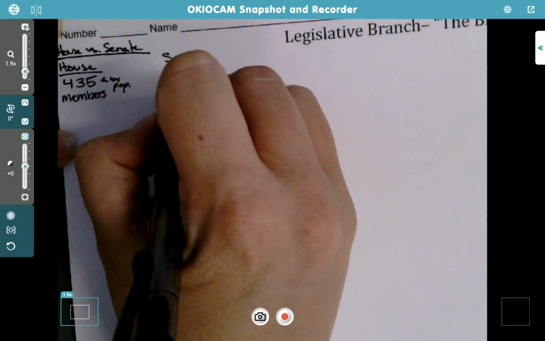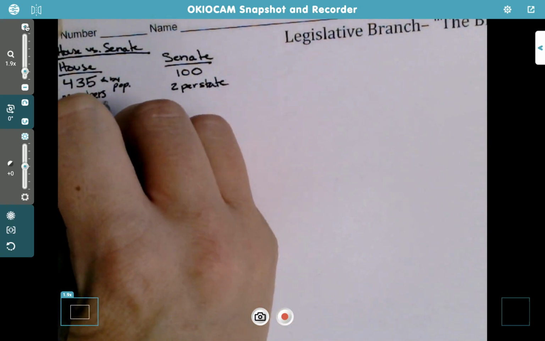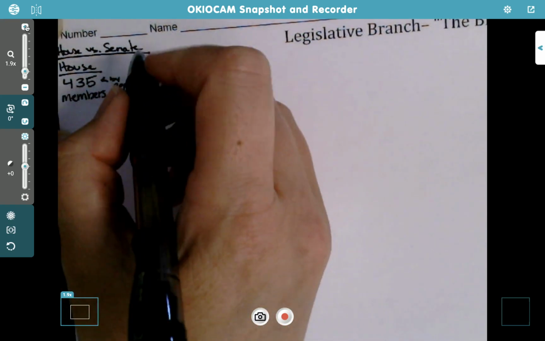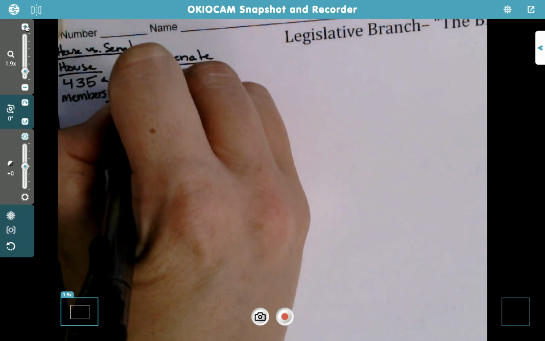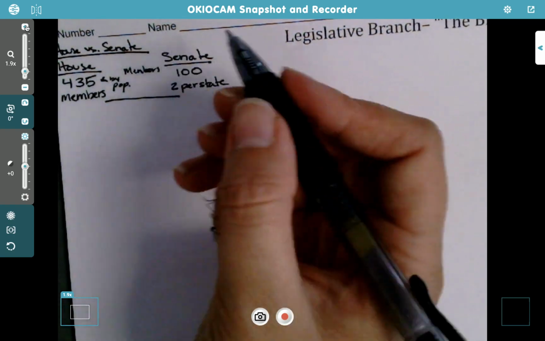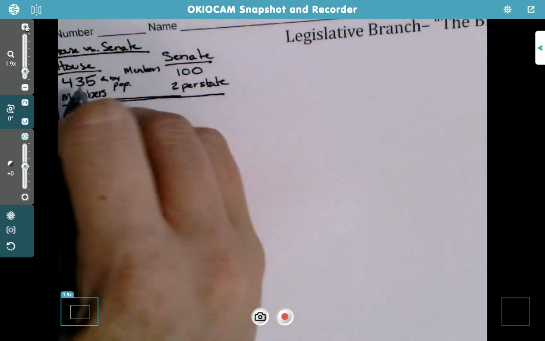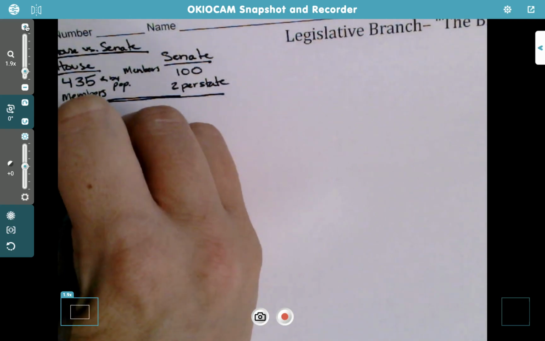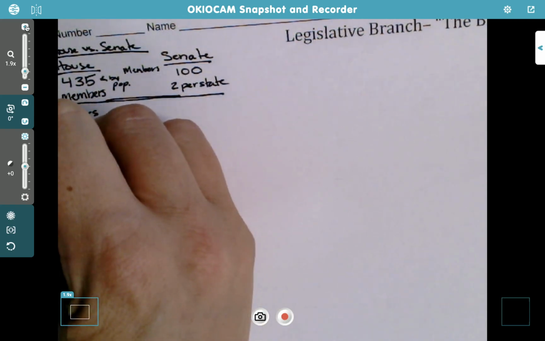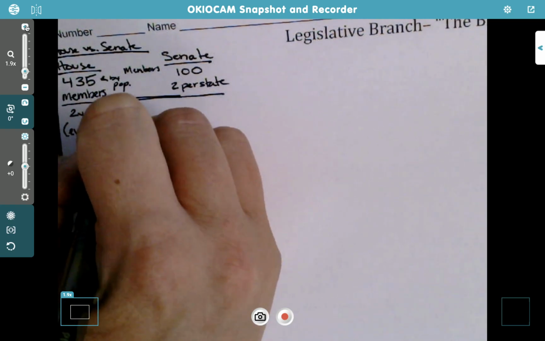And this is 2 per state. And then draw a nice little line. And this is by members. Kind of butchered that, but that's okay. All right. Underneath, you have 2 years. Every 2, in parentheses, every 2 years.